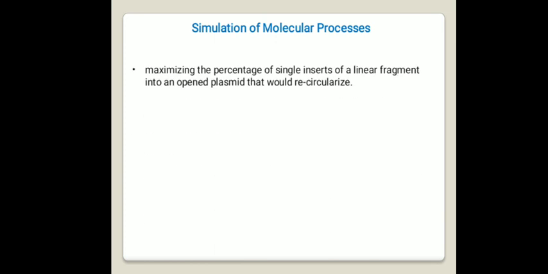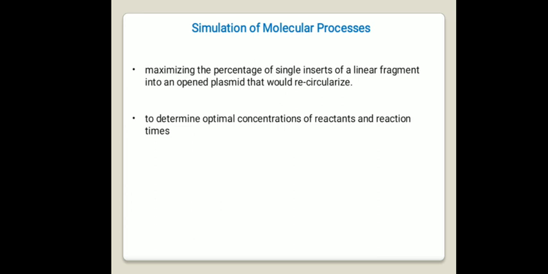Then let's see the other function, the simulation of molecular processes. Computers have been used to simulate many aspects of biological systems. An example on a strictly structured level was aimed at solving the problem of maximizing the percentage of single insert of a linear fragment into an open plasmid that would then recircularize. A straightforward Monte Carlo simulation system was written based on a theoretical study to determine optimal concentrations of reactants and reaction times.